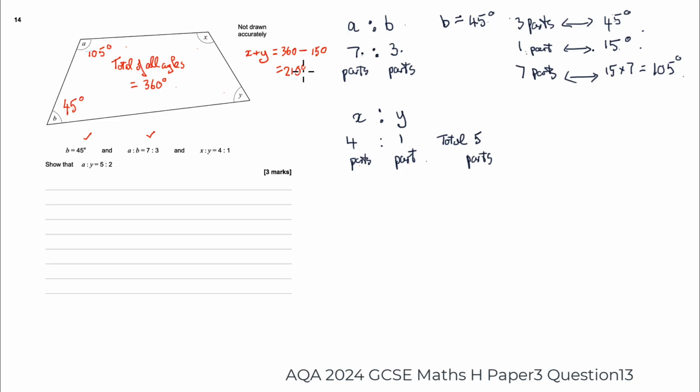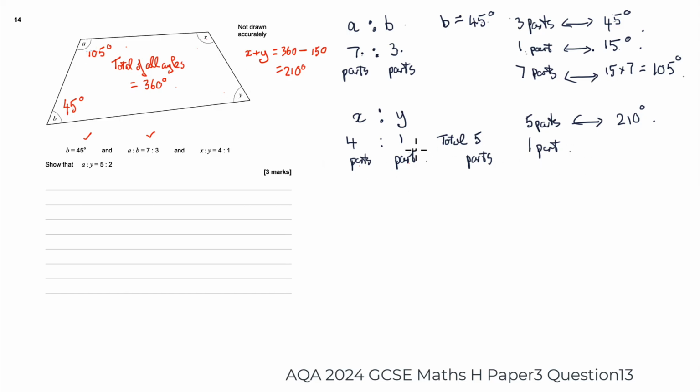These 5 parts are 210 degrees. So 5 parts, 210 degrees. So what's 1 part? After all, 1 part is the size of this angle. And that's pretty good because we're trying to find the ratio A to Y. So this is what we're trying to find, A to Y. We need to find angle Y.